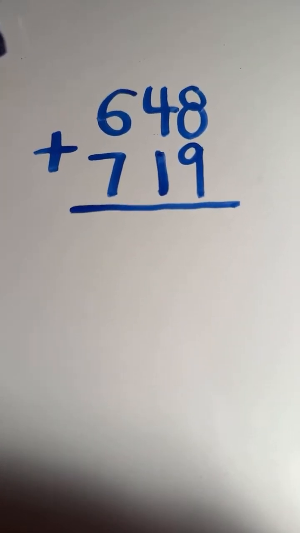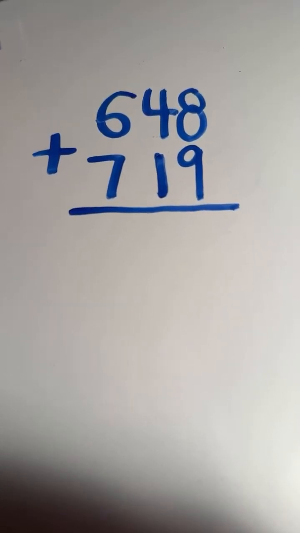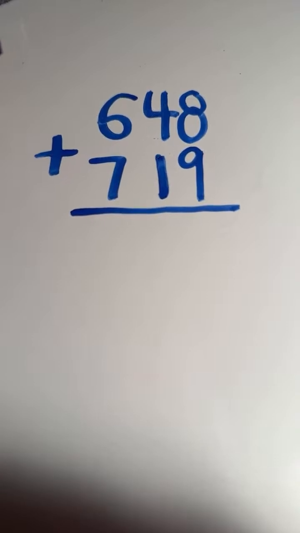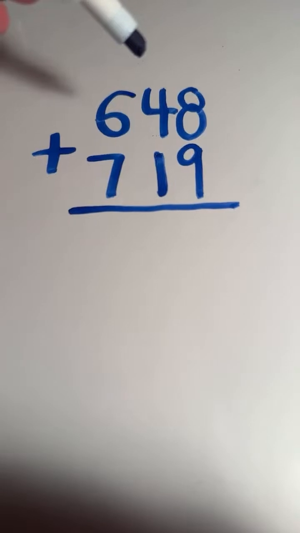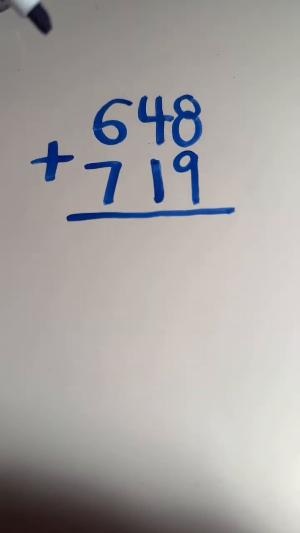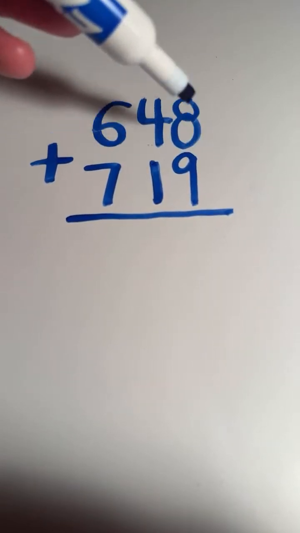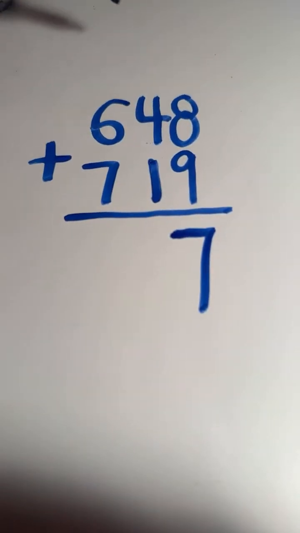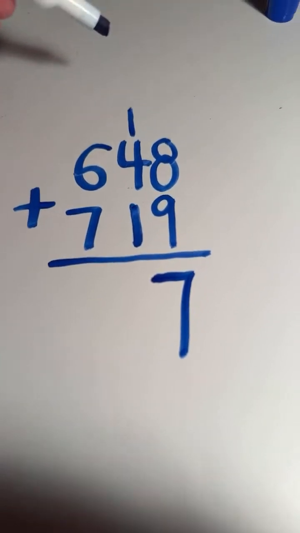All right, next we have 648 plus 719. So starting in the ones place, we're going to add 8 plus 9. 8 plus 9 equals 17. Now, because our sum is more than 10 here, we have to regroup. So the 7 in 17 goes in the ones place. The 1 in 17 gets carried over to the tens place.